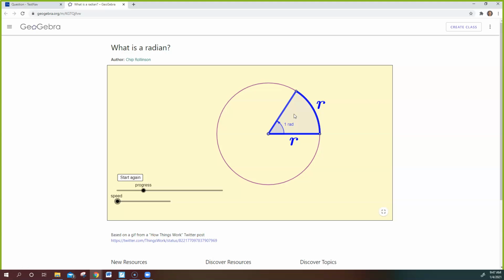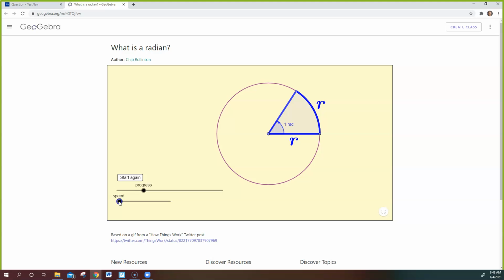We talked about that in geometry. That was just like a piece of pie, right? Well, that piece of pie has an angle measure. And what this angle measure is, it's actually 1 radian. So instead of calling this a certain amount of degrees, it's 1 radian, which is when the arc length, the distance around the circle, is the same as the radius length.